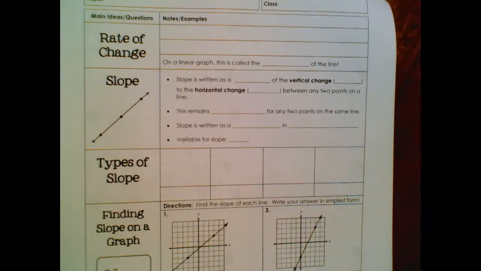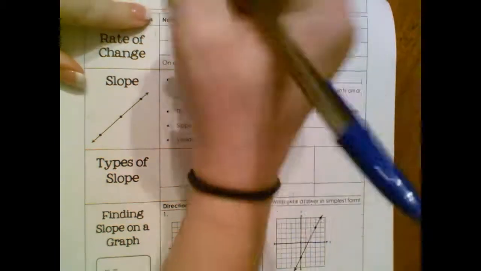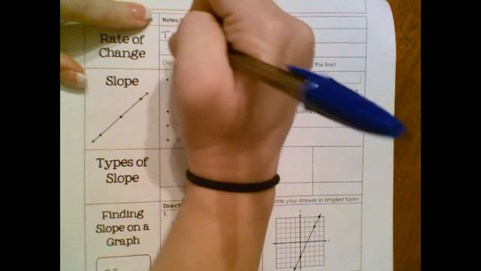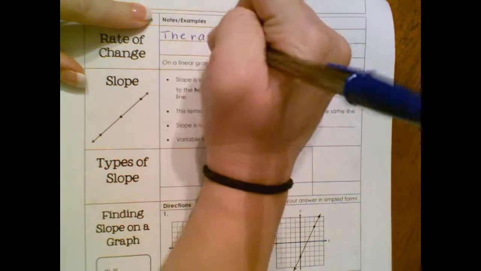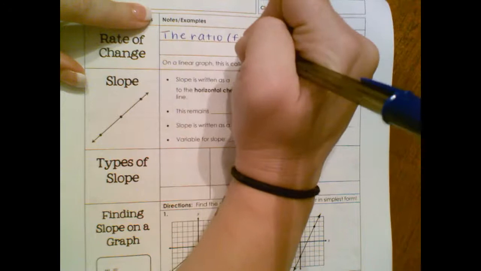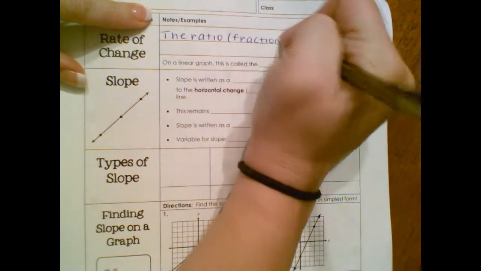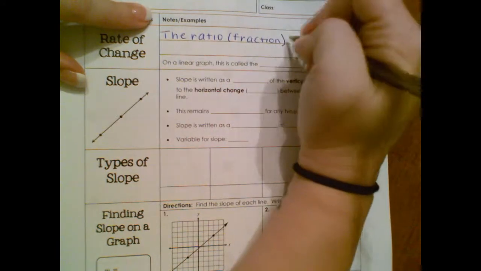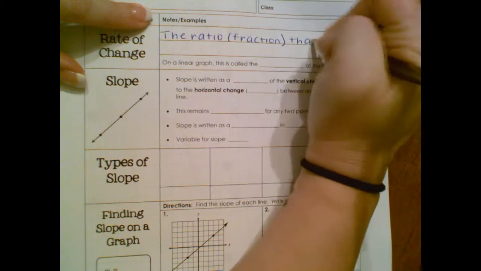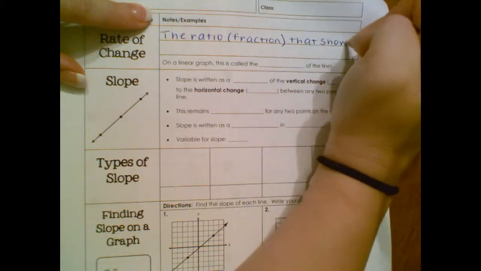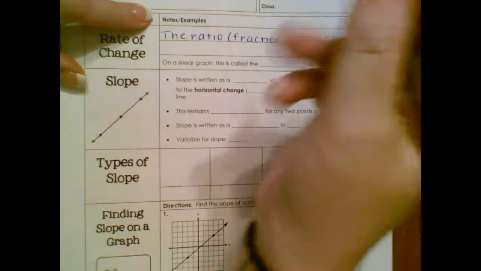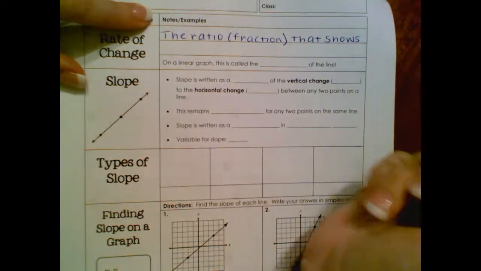Hey everyone, we are on lesson 4, where we are talking about rate of change or slope. So the rate of change is the ratio. It's also a fraction that shows how one variable changes with respect to another.